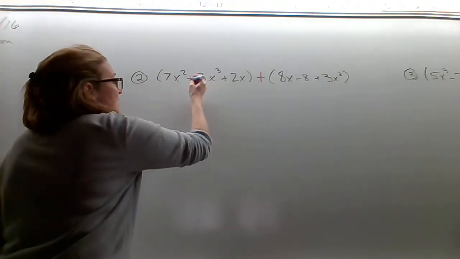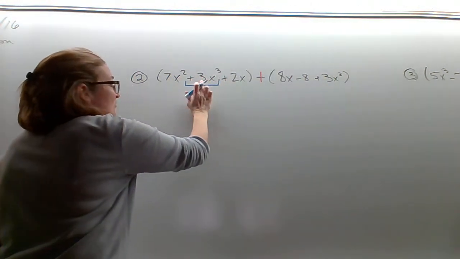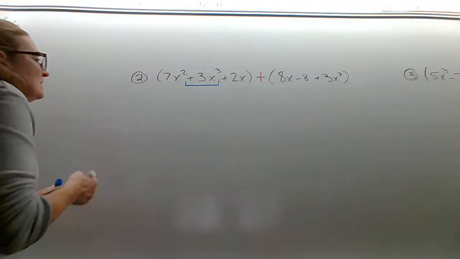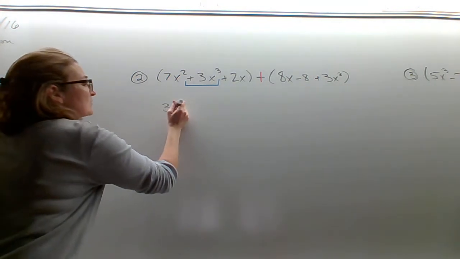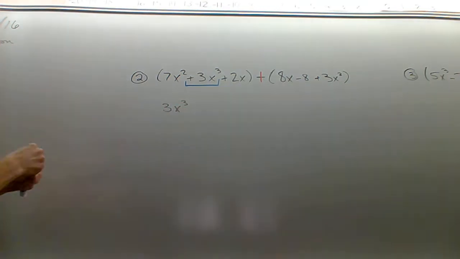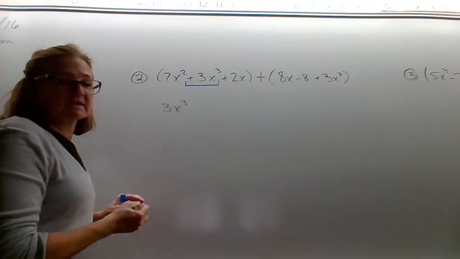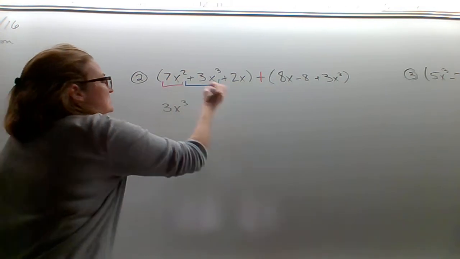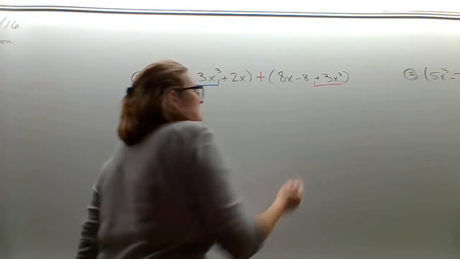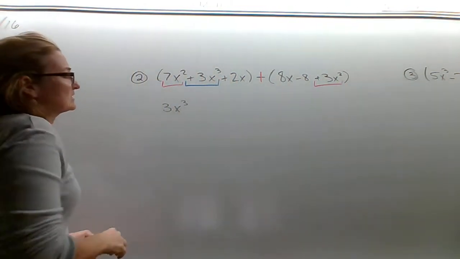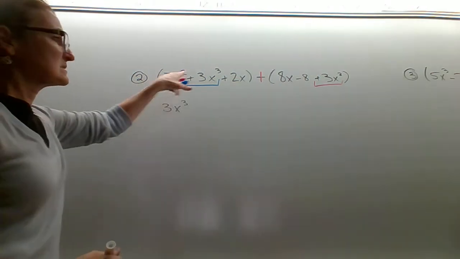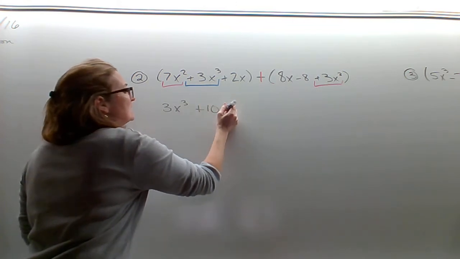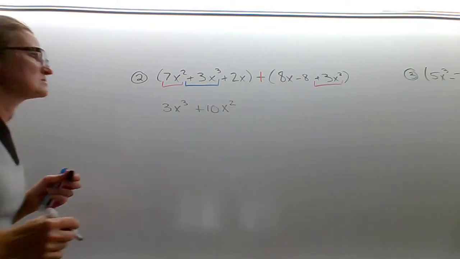The highest power is a power of 3. It is positive 3x to the third. There are no other powers of 3, so we write down our 3x to the third. Then we look for the next highest power. The next highest power is 7x squared, and there's another 3x squared in the other term. So we'll add those two together. All we're concerned about are the coefficients, the 7 and the 3. Add them together, and you get plus 10x squared, or to the second power.